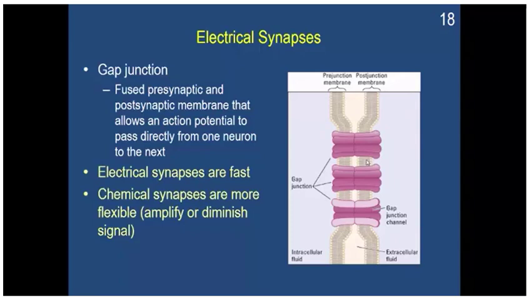So chemical messages using a neurotransmitter are slower, but they are also more flexible, in that they can either amplify or diminish a signal because you might have other influences around you. These electrical synapses are just immediate, they're fast, and they only have one message to send. It's either go or stop.